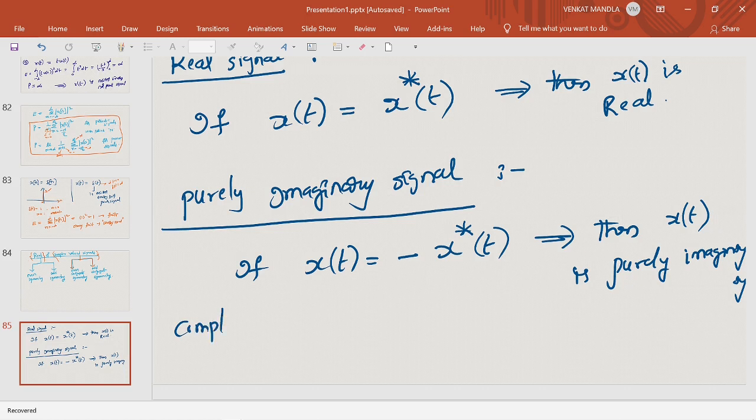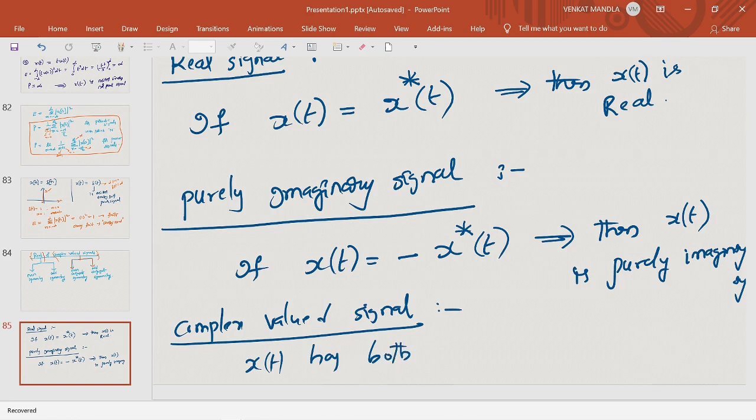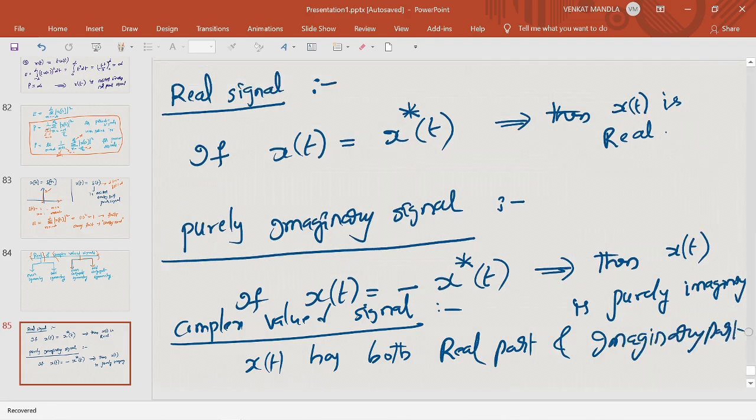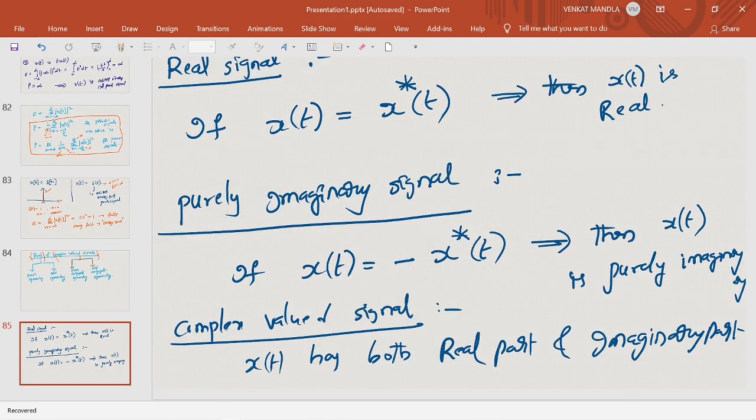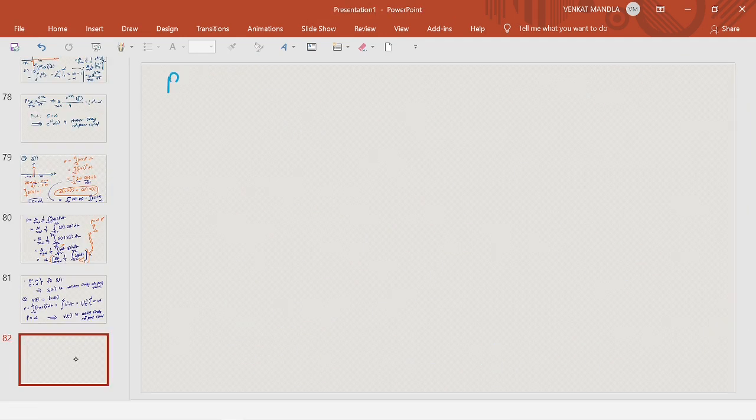Then what is a complex valued signal? A signal x of t that has both a real part and an imaginary part, that signal is called a complex valued signal. I will give examples so that you can understand easily. First, real valued signal.